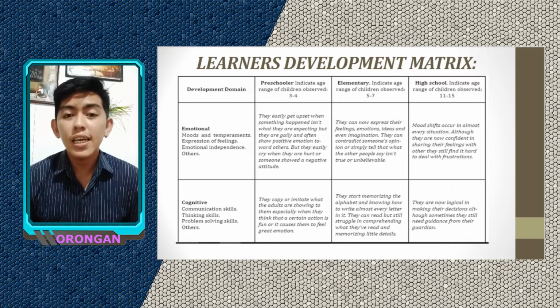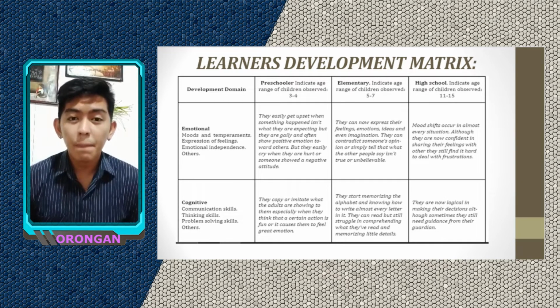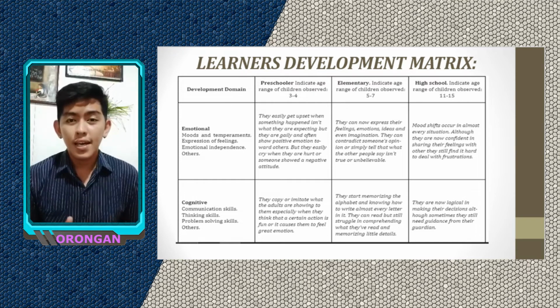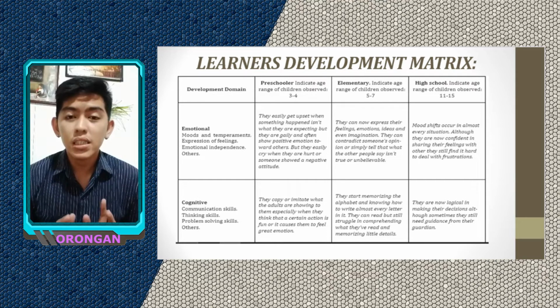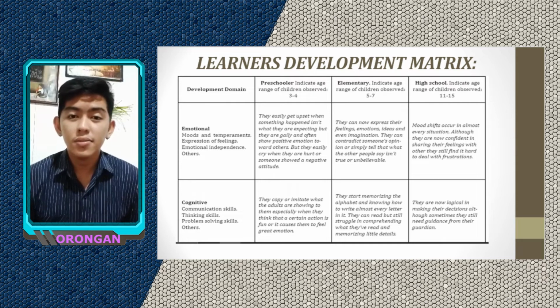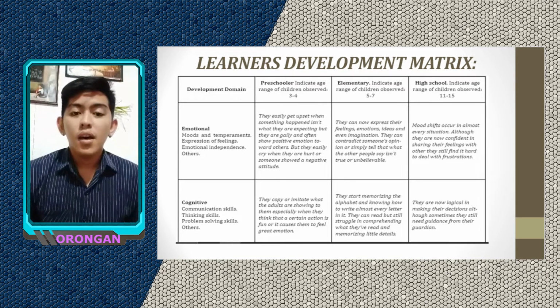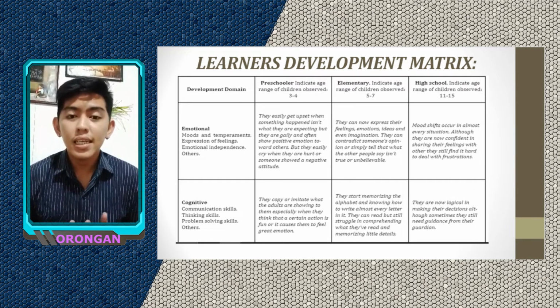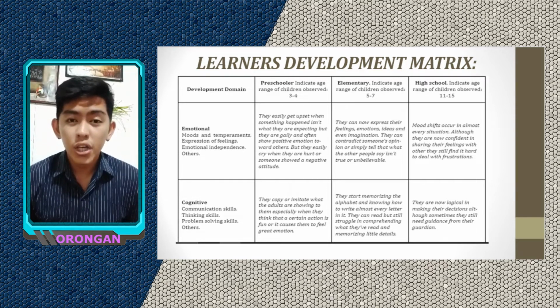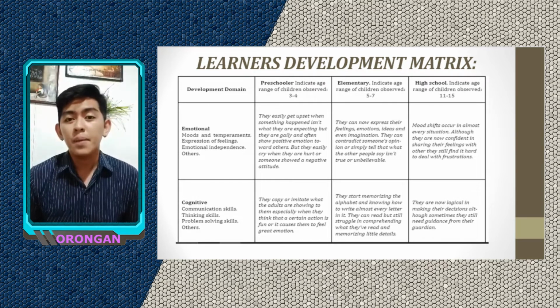So the last development domain is the cognitive. Under cognitive, we have communication skills, thinking skills, problem solving, and others. For preschool, they copy or imitate what the adults are showing to them, especially when they think that a certain action is fun or it causes them to feel great emotion.